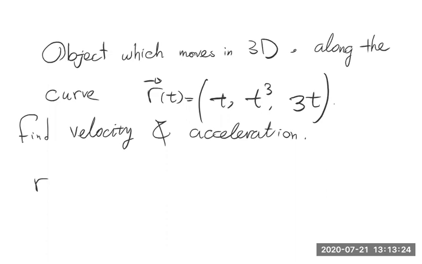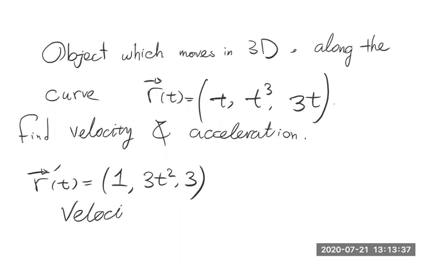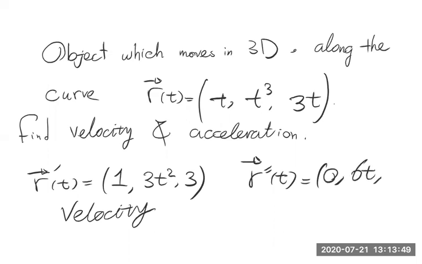So velocity would be the derivative of r, which is going to be: the derivative of t is 1, the derivative of t cubed is 3t squared, the derivative of 3t is 3. That would be velocity. What is the acceleration? It would be the second derivative of r. The derivative of 1 would be 0, the derivative of 3t squared would be 6t, the derivative of 3 is 0. That would be the acceleration.